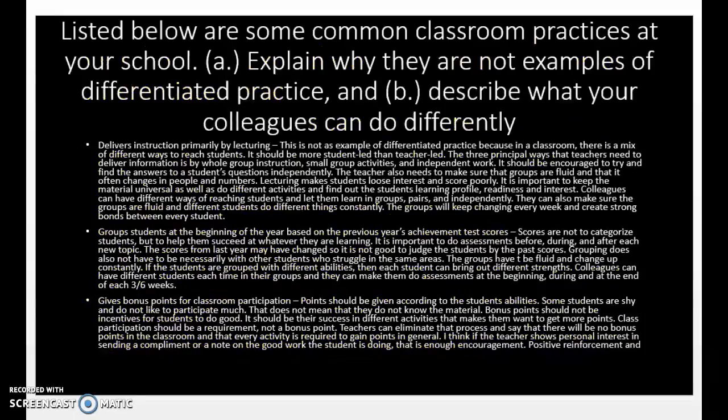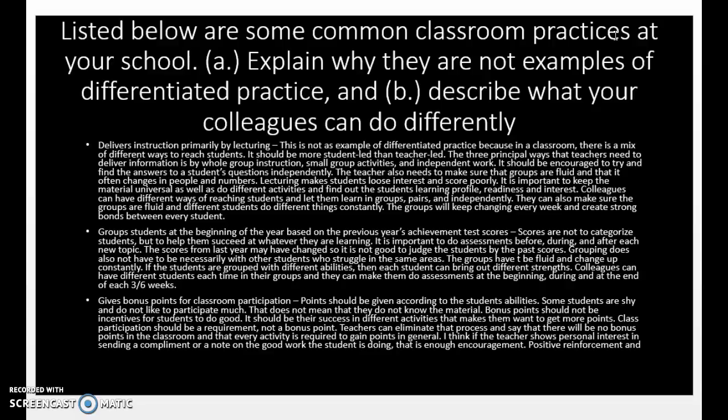The next slide is about different common classroom practices in my school. The first part is explain why they are not examples of differentiated practice and describe what your colleagues can do differently. The first one is delivers instruction primarily by lecturing. Again, I would recommend for my own self how I want my own classroom to have fun. I want my kids to have fun. I want my kids to be happy when they come to my classroom. I want my kids to be stimulated.